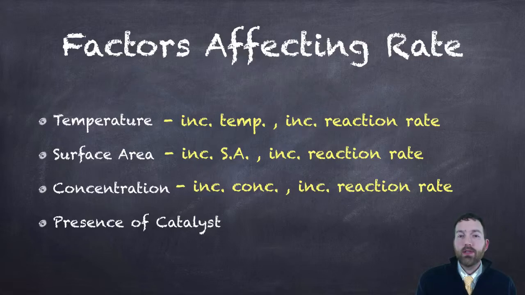Increasing the concentration usually increases the reaction rate because you have more particles of your reactants to collide with one another. It just gets more crowded in your reaction chamber, and you'll have more collisions and therefore a faster reaction rate. And the last one is presence of catalyst.